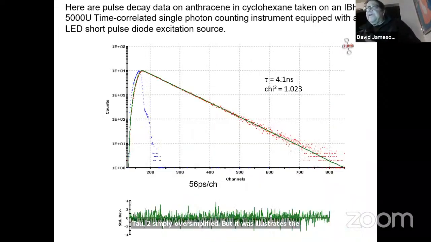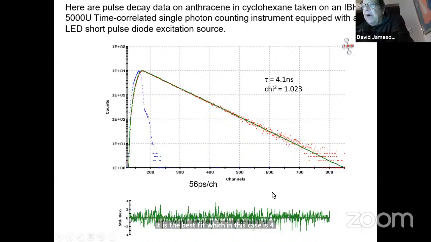Now here's actual data of anthracene taken on a time correlated single photon counting instrument. I'll talk about that method in much more detail very soon. We have a light emitting diode with very short pulses as the excitation. Here you see a log scale. The blue shows the pulse width of the exciting source, and the data are the red points. The green line going through it is the best fit, which in this case is 4.1 nanoseconds. And down below you see the residuals for the error in the measurement.